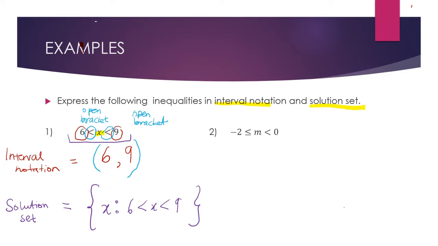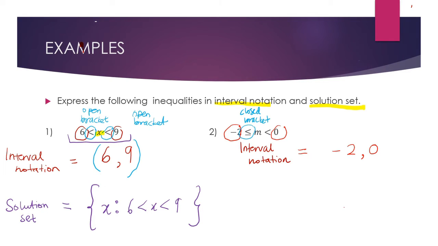Right, question number 2. This time I have -2 less than or equals to m less than 0. Now my interval notation, remember what I said just now, smaller number on the left and larger number on the right. So -2 is a smaller number, so I have -2 on the left, comma, 0. Then after that, I will do my bracket. So I look at the inequality at -2. The symbol here is less than or equals to. So it has an equal symbol there. So it means that this will be a closed bracket.